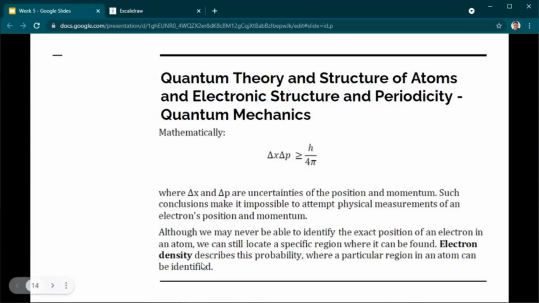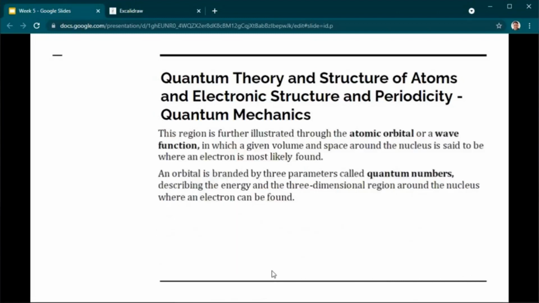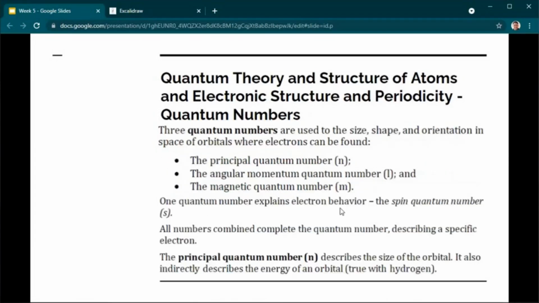Electron density describes this probability where a particular region in an atom can be identified. This region is further illustrated through atomic orbital or a wave function, in which a given volume in space around the nucleus is said to be where an electron is most likely found. An orbital is bounded by three parameters called quantum numbers, describing the energy and three-dimensional region around the nucleus where an electron can be found. Okay.